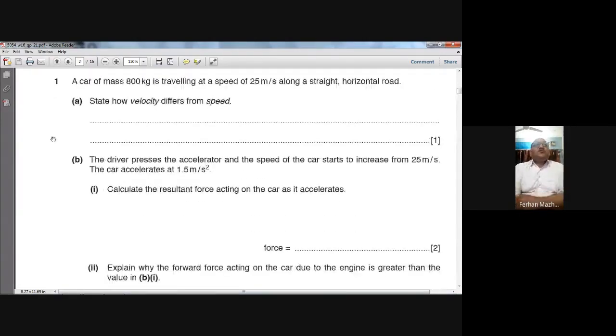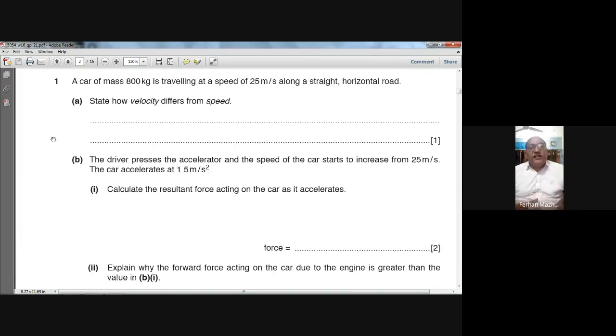Question number one is on your screen. A car of mass 800 kg is traveling at a speed of 25 meters per second along a straight horizontal road. A part is, state how velocity differs from speed.